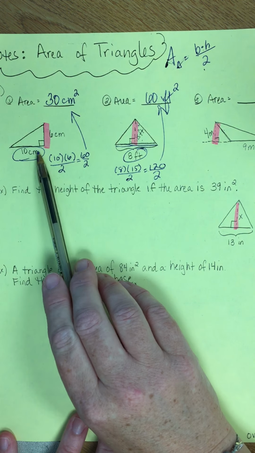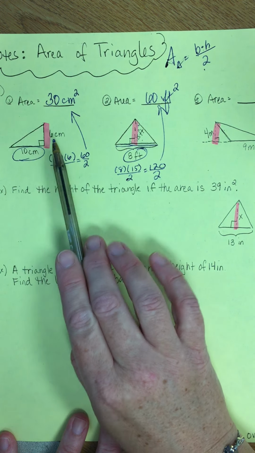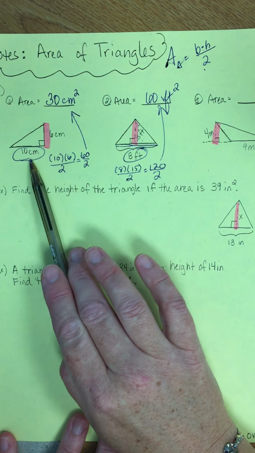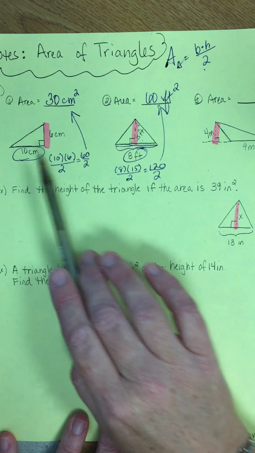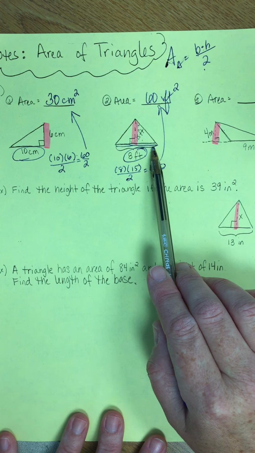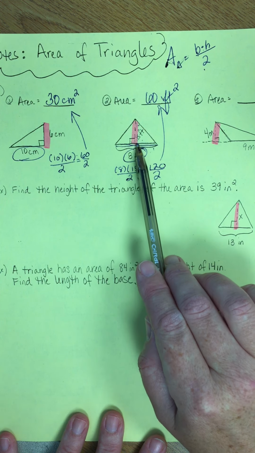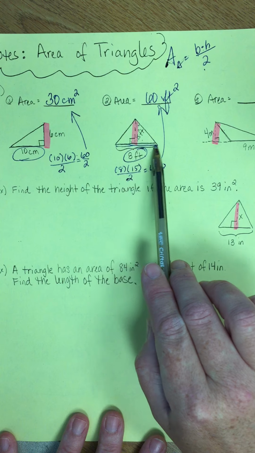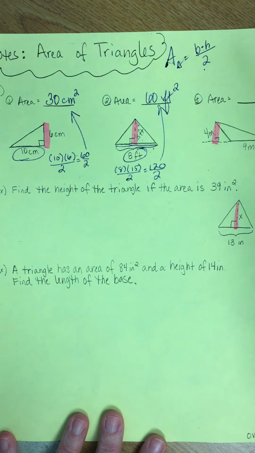Number 3, if you notice, this first one was a right triangle where the base and height are the sides of the right angle. The second one is an acute triangle where the height's inside and the base is the whole bottom. And the third one is an obtuse triangle where sometimes the height's inside, but usually it's outside. And that would be 4.